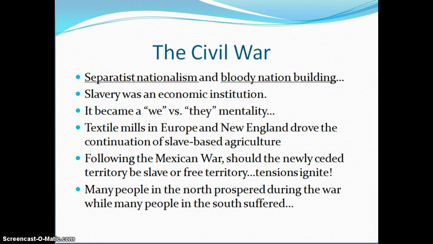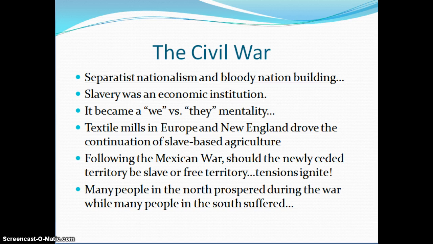So the Civil War in the United States. Separatist nationalism and bloody nation building is how Europe saw the Civil War in the United States. They saw slavery as an economic institution, but it really became a we versus they mentality, which we will find is going to be prevalent in many European nations as we move towards World War I.